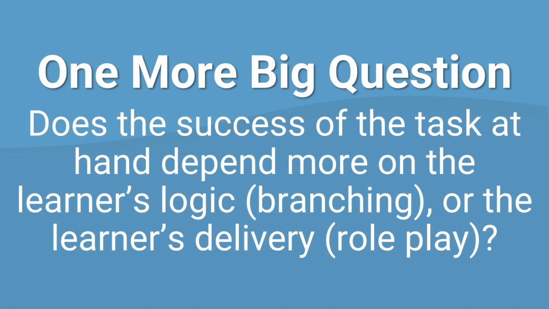All right. And then one more big question is, does the success of the task at hand depend more on the learner's logic, which is branching, right? So am I making the right choices, or what consequences do I have from those choices? Or the learner's delivery, because the way that you say things may sometimes be more important than the logic that you're using. So role play might be a bigger or a better option in those situations.